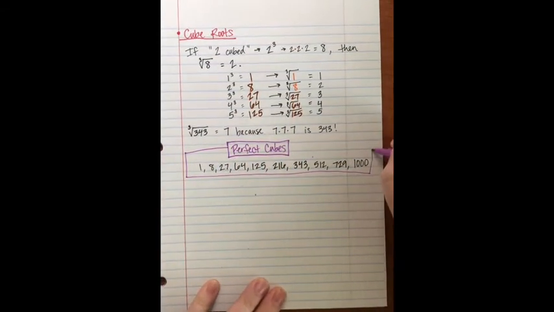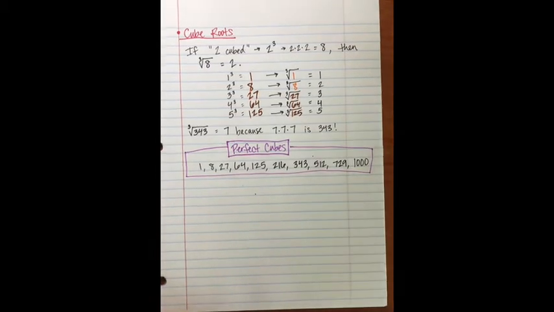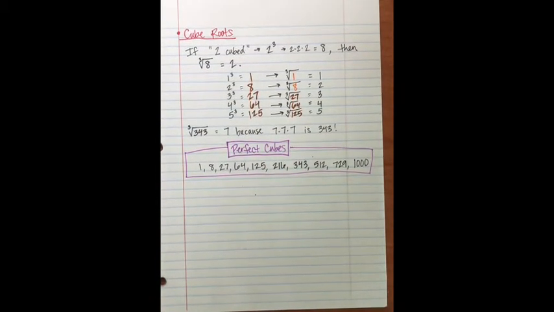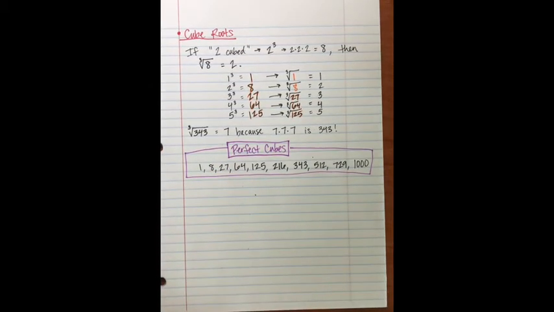Now, are these the only perfect cubes, guys? No. There's a million bajillion perfect cube numbers. There's even fractions that are perfect cubes. But I want you to start thinking about a number that's not a perfect cube. So like 2 is not a perfect cube. 36 isn't a perfect cube. Lots of numbers aren't perfect cubes because nothing cubed can be that number.